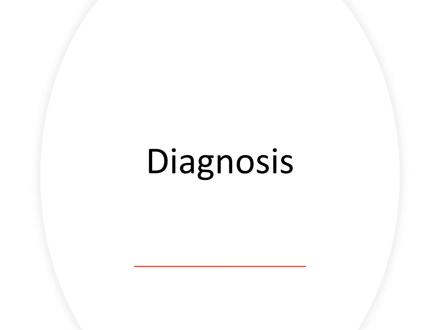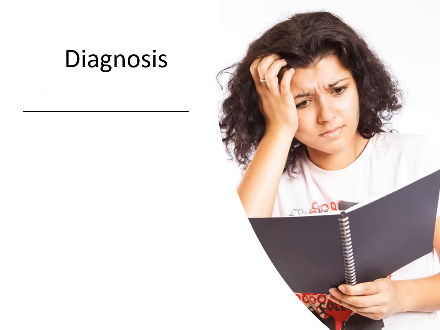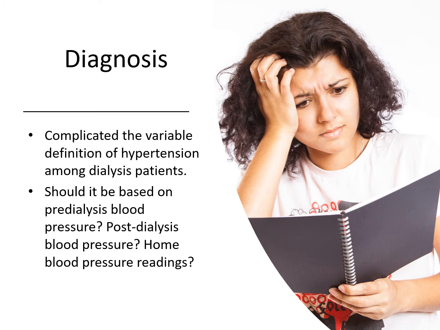Okay, let's now discuss the diagnosis of hypertension as well as its monitoring in the dialysis population. Now, the actual diagnosis of hypertension among the dialysis population is more complicated than you would think. Should it be based on pre-dialysis blood pressures or post-dialysis blood pressures or the average blood pressure over the course of dialysis treatment, or should it be based on home blood pressure readings, etc.? The lack of a standard definition of hypertension does confuse interpretation of the literature.